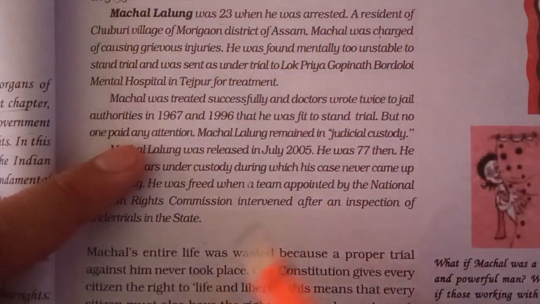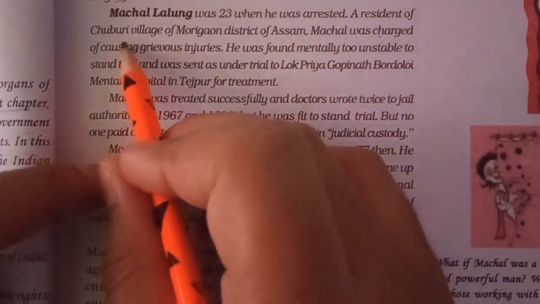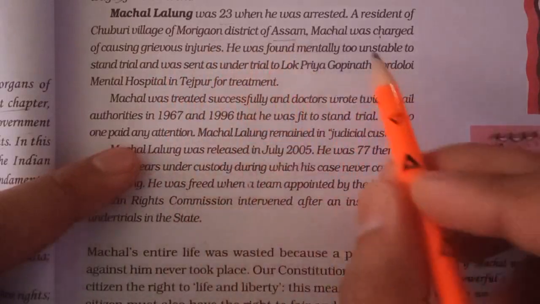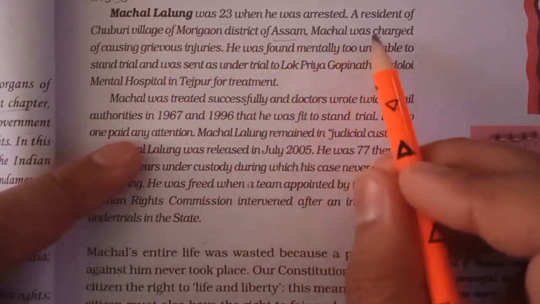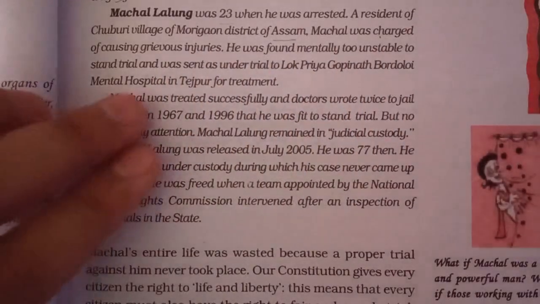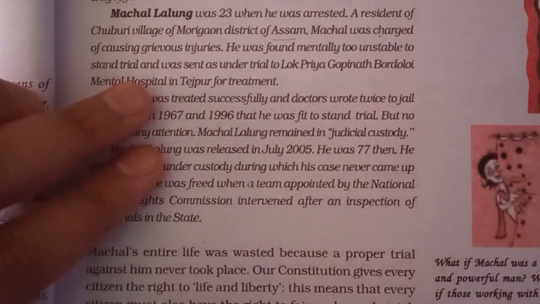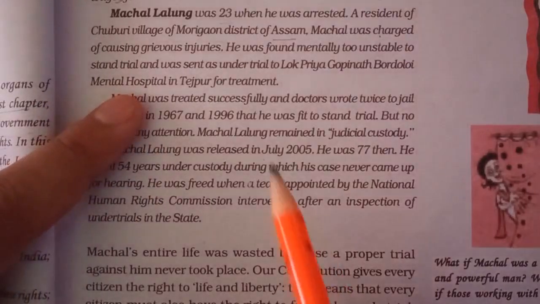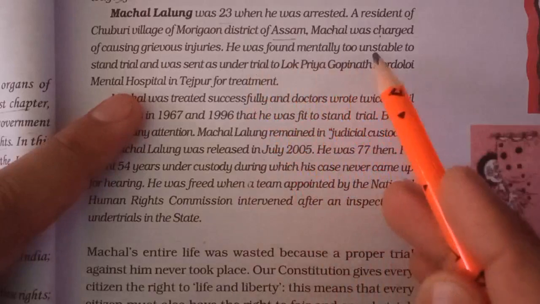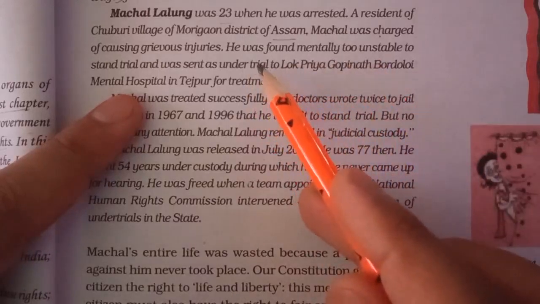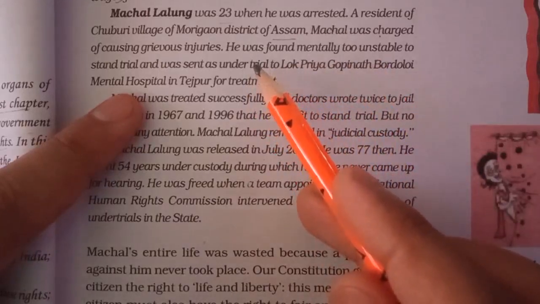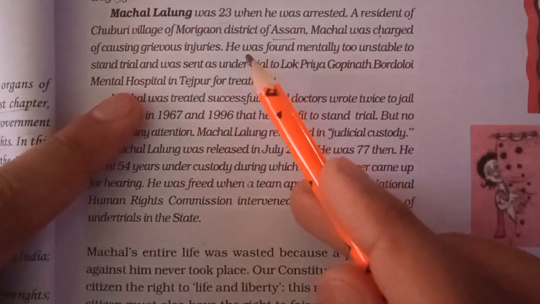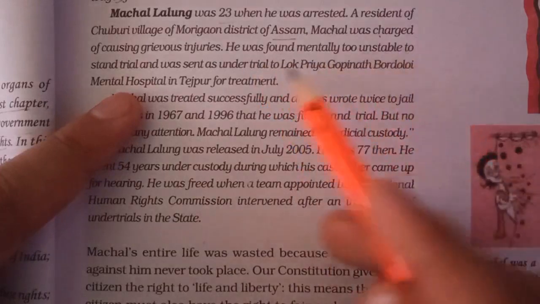And why was he arrested? He was a resident of Chubri village of Moregaon district of Assam. So he belonged to Assam. And what was the charge on him? Machal was charged with causing grievous injuries. He must have attacked someone, or tried to kill someone, so on that charge he was arrested. He was just 23 years of age at that time. He was found mentally unstable. So when he was arrested and would have come for trial, and a case would have been registered, at that time he was found mentally too unstable to stand trial.